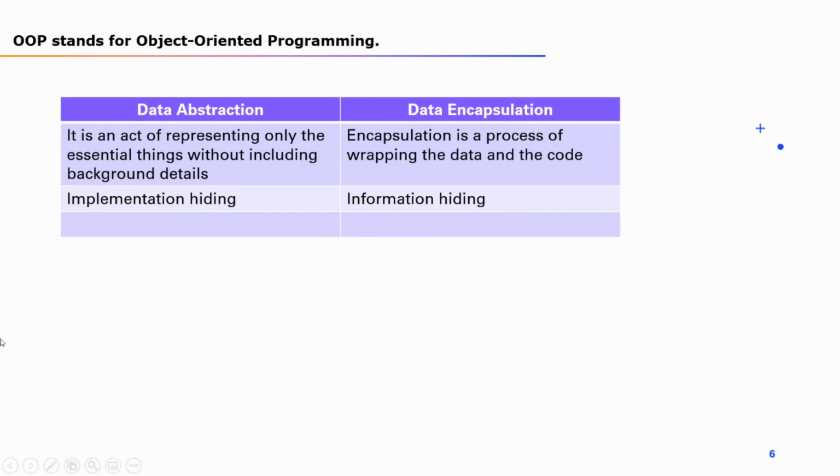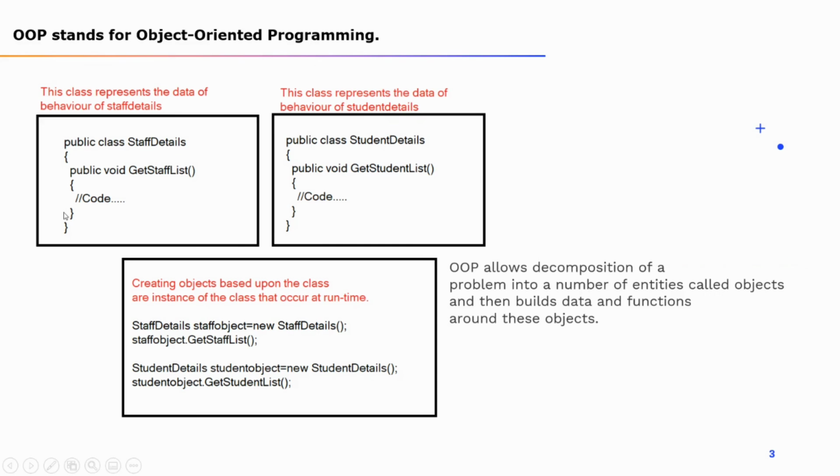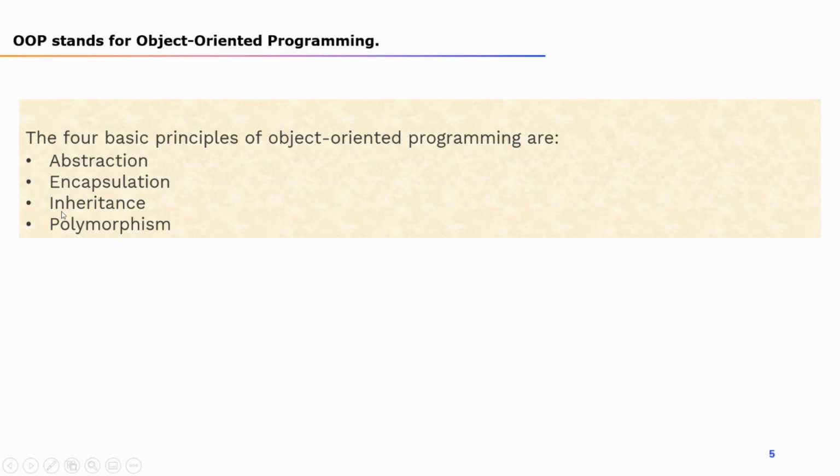Data encapsulation is a process of wrapping the data under code. For example, here, when creating an object for the student detail class, this object will wrap, that is bind, the members of the student detail class. Inheritance and polymorphism concepts I explained in individual videos that are available in this tutorial series.